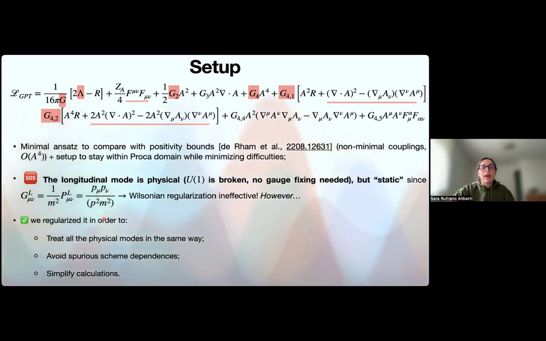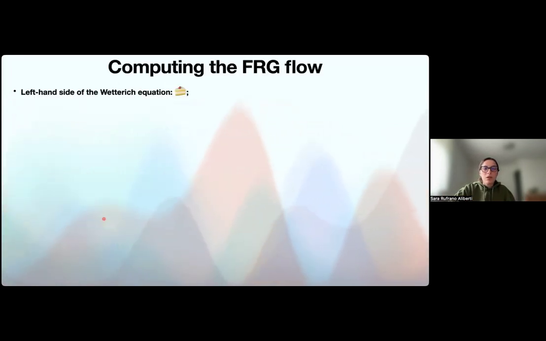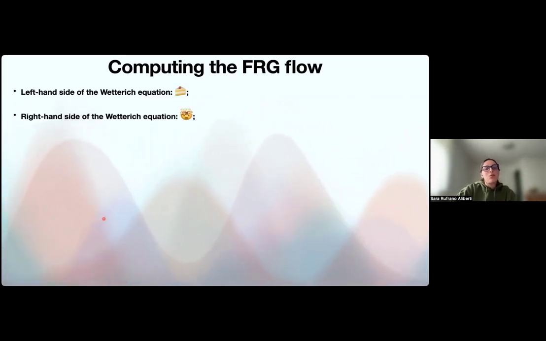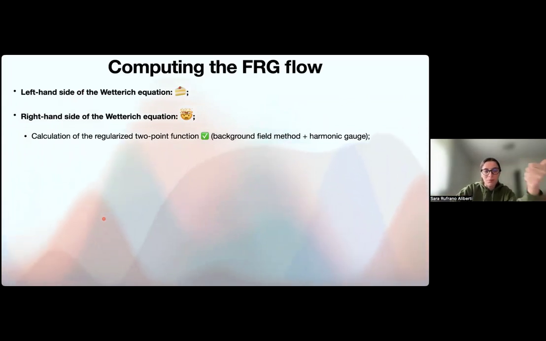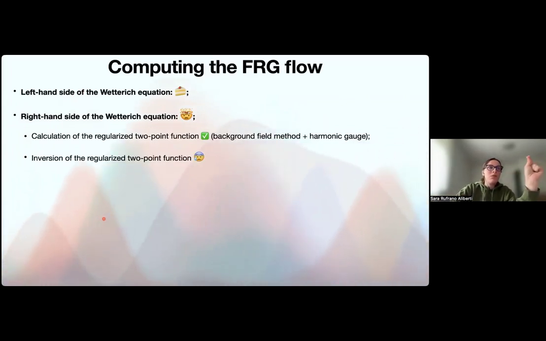So with this in mind and with all this setup, we computed the FRG flow. As usual, the left-hand side of the vectoric equation took half a second, so it was a piece of cake in this sense. But the right-hand side was quite involved, and now I'm going to show you step by step what we have done. First of all, we computed the regularized two-point function. We easily computed it, so nothing special. But the most involved step was the inversion of the regularized two-point function, and now I'm going to show you why.